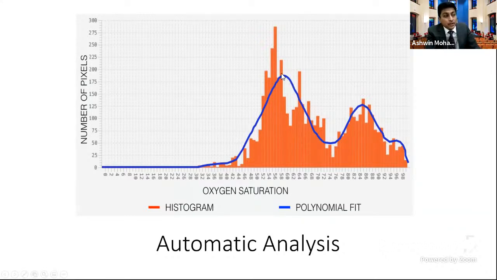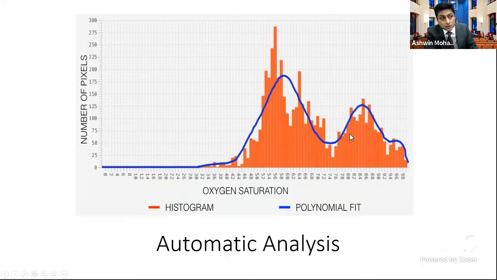And then we tried to find which were the two saturations which had the highest frequency, or which occurred the most. And this is called a bimodal graph. And these two frequencies told us what the arteriolar saturation is, that is what comes from the heart, and what the venous saturation is, that is what goes towards the heart.